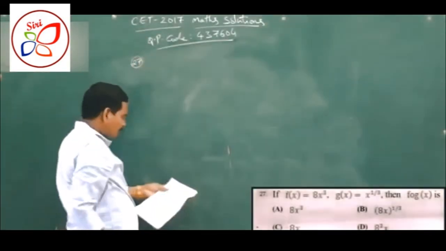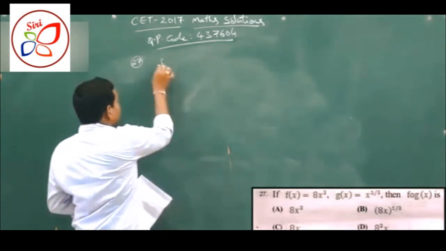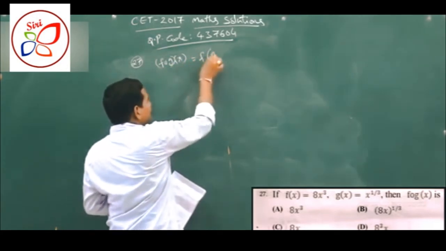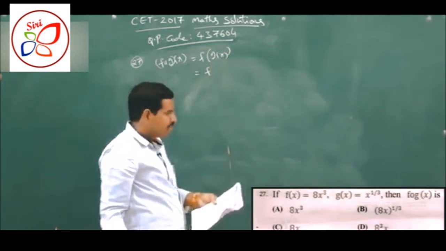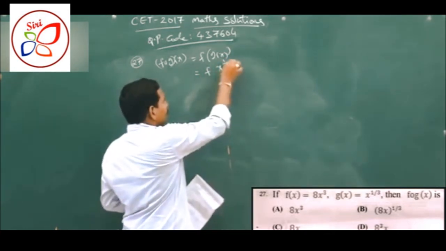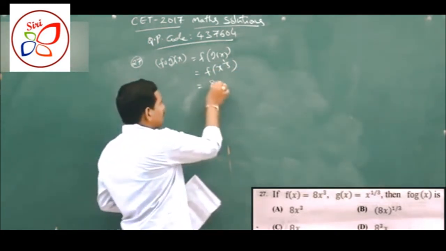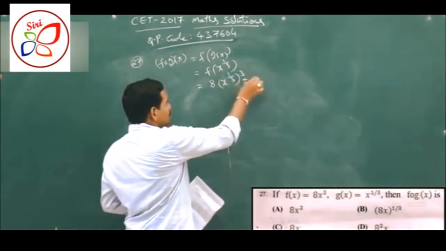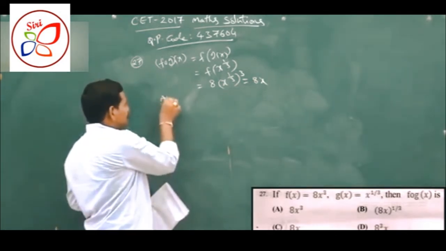Question number 27. From functions f of x, g of x given, we need f circle g of x. It means f of g of x. g of x is cube root of x, given. f of x is 8x cube, given. In place of x cube, write x power 1 by 3, its cube is x only. So, answer is third option C.